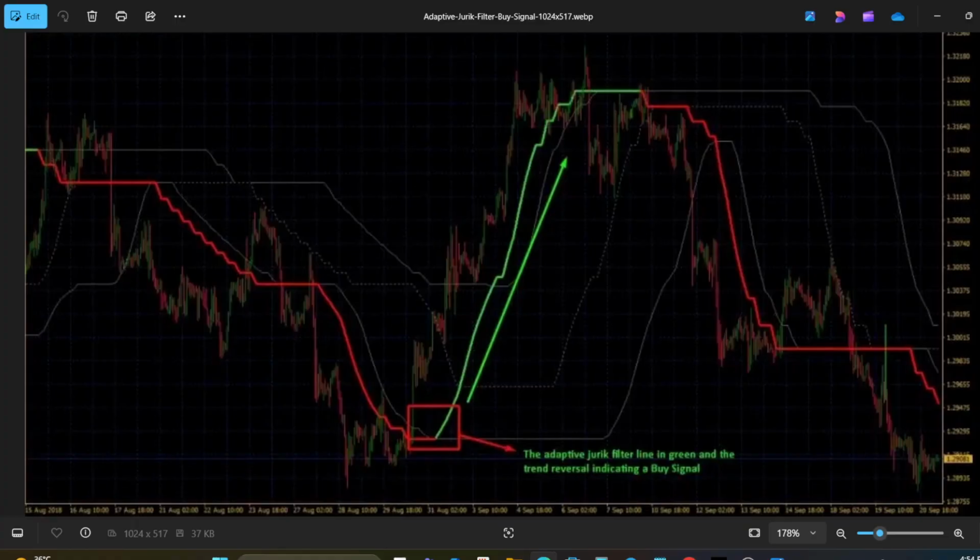Setting up the adaptive Jurik filter is simple. If you are using a platform like MetaTrader, all you have to do is look for the custom indicator online, but ensure that you get it from a reputable site. Okay, and you shouldn't have to pay for it. It should be available for free. So once you download it, you have to add it to your indicators folder, and then you have to restart your terminal and then load the indicator to your chart.